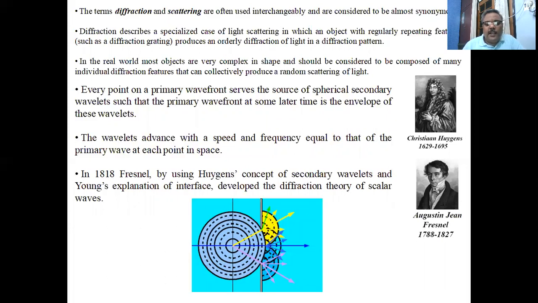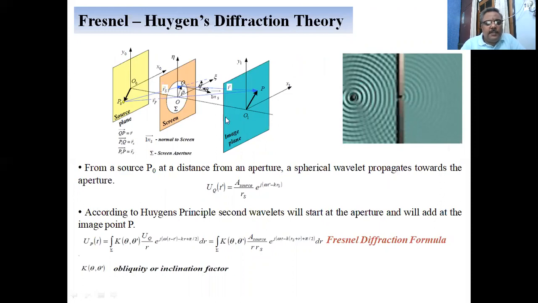In 1818, Fresnel, by using Huygens' concept of secondary wavelets and Young's explanation of interference, developed the diffraction theory of scalar waves. So this is Fresnel's theory. There's a point P0, which is a source. Light from this point P0, which is at a distance from the aperture, comes to the aperture in the form of a spherical wavelet, which is described by this expression. And according to Huygens' principle, secondary wavelets will start at the aperture and will add at the image point. The secondary wavelets emanating from this aperture will add to produce a diffraction pattern at the screen, which will be described by this formula, where K is the obliquity factor. We are not going into details of the mathematics, that is not required here.